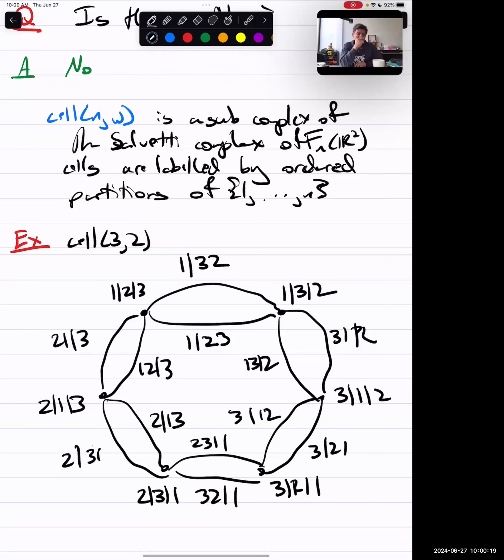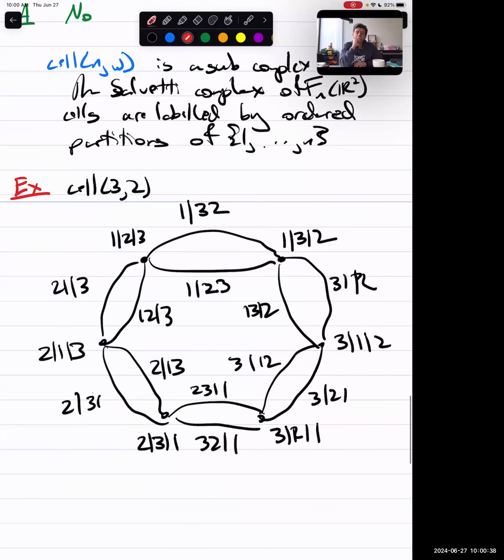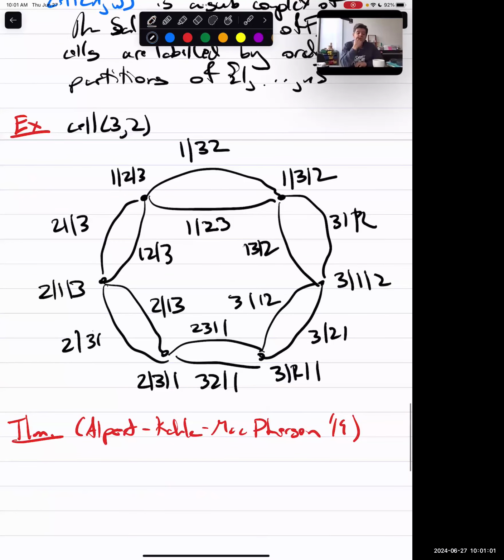And so, right, we've got this complex over here. We have partitions of 1 through n, right? And if we remove a bar from one of these 0 cells, we're going to get one of the neighboring 1 cells up to possibly reordering the elements inside that block. And so the big thing about this space is a result of Alpert, Kahle, and McPherson in 2019, that this cell complex is actually going to be homotopy equivalent in an S_n equivariant way to the ordered configuration space of unit diameter disks in the infinite strip of width W.